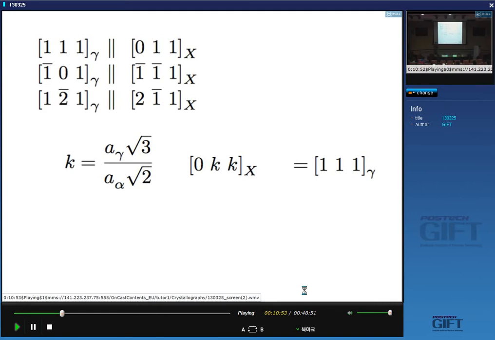So we've converted the fact that those two vectors are parallel into an equation here now. That 0 k k of alpha is equal to 1-1-1 of gamma. Okay. How do I change this now? Can you give me an indication? What will be the term on top and what will be the term on bottom?